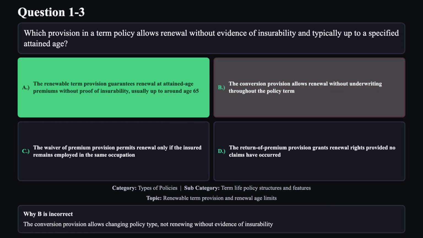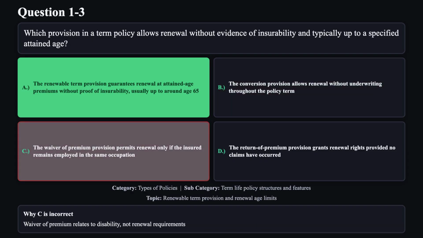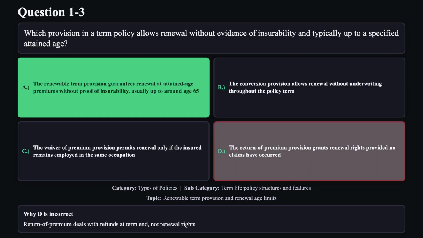Reason B is not correct. The conversion provision allows changing policy type, not renewing without evidence of insurability. Reason C is not correct. Waiver of premium relates to disability, not renewal requirements. Reason D is not correct. Return of premium deals with refunds at term end, not renewal rights.